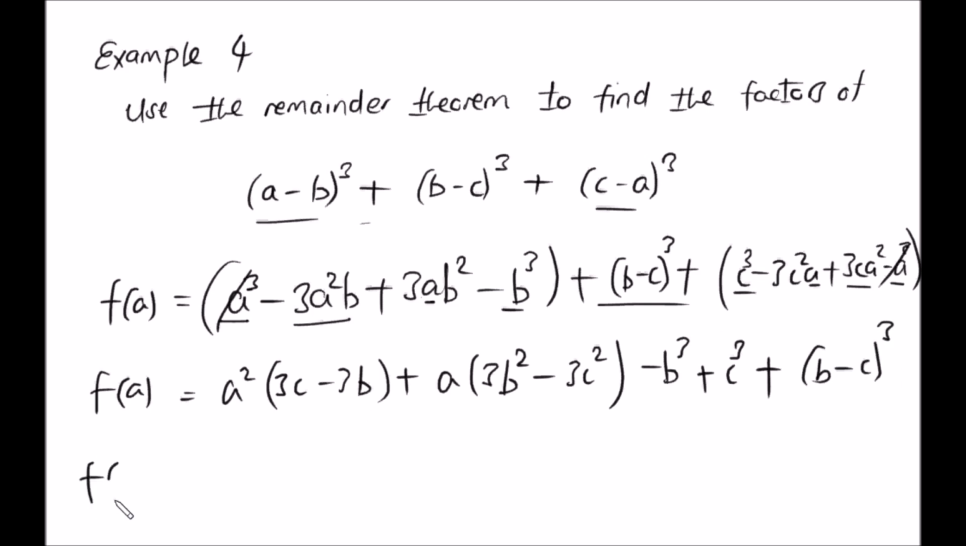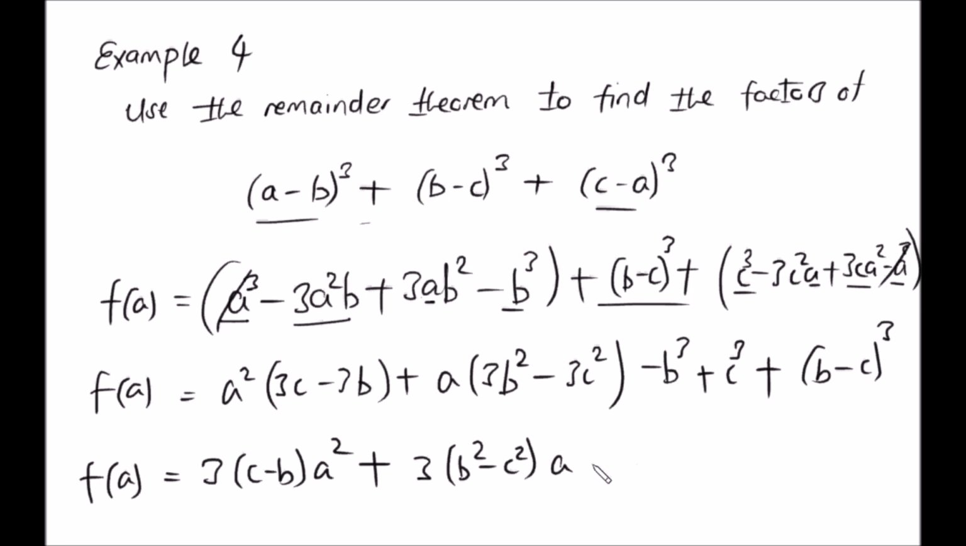So naweza nikaandika vizuri zaidi kama f of a ni sawa na 3 naweza nikamtoa nje, so it's 3 c minus b a squared jumlisha na hapo 3 naweza nikamtoa nje 3 b squared minus c squared a minus, so tuna huyo b cube plus c cube plus b minus c cube. So you can see it's like a quadratic. Hapa tuna a squared, a hapa ni constant. So hii function nimeandika kama hivi. Jamaa nataka nitafute factors. Let me write this in a fresh page.